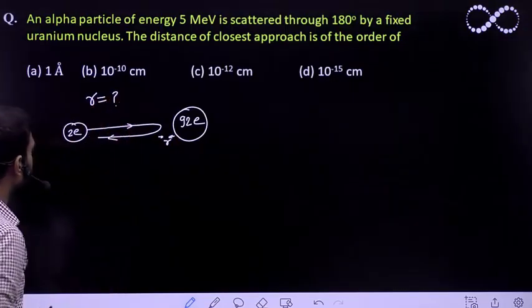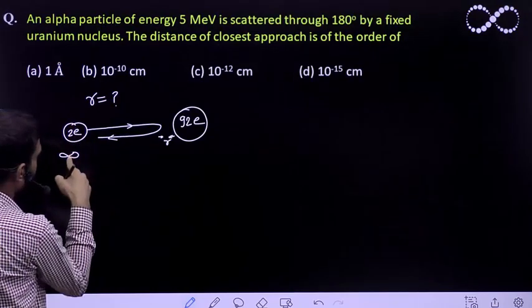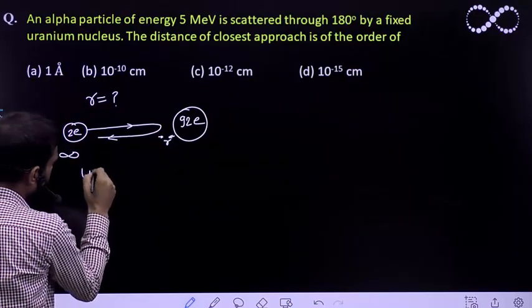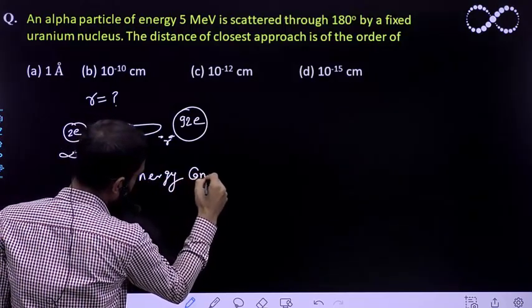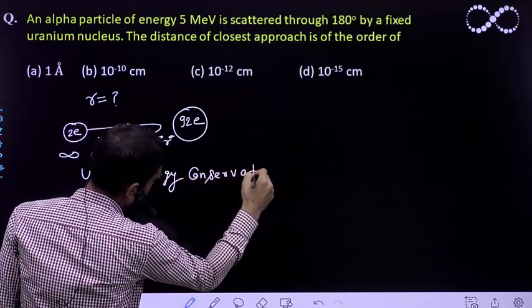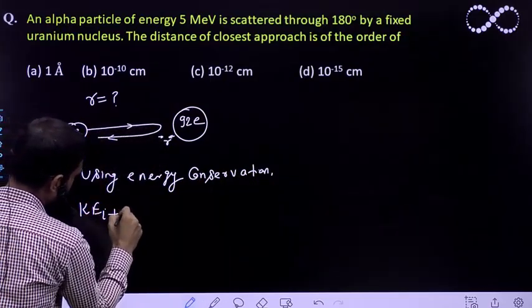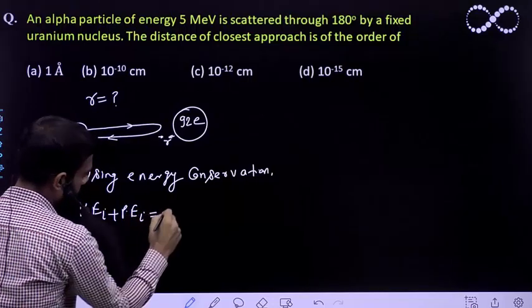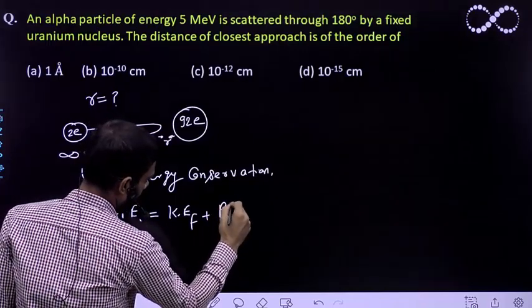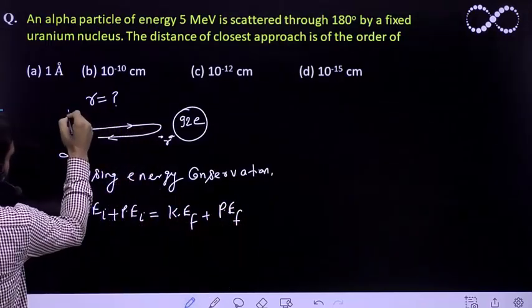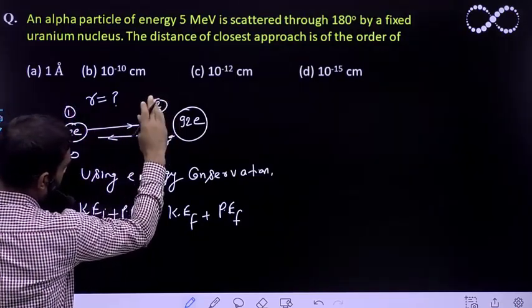So I can use energy conservation here. You can assume the alpha is at infinity, so the potential energy will be 0. So using energy conservation, I can say KE initial plus PE initial must be equal to KE final plus PE final. I'm using the energy conservation between the initial position and the position at which it is at the closest approach.